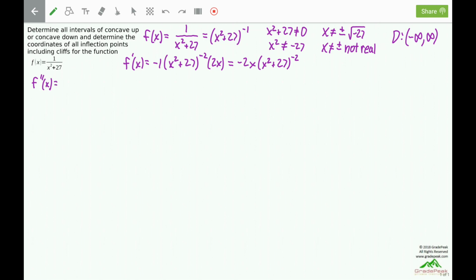f double prime of x equals the derivative of the first, derivative of minus 2x will be minus 2, times the second left alone, x squared plus 27, so minus 2 times x squared plus 27 to the minus 2, plus the first left alone, plus or minus is a minus, so minus 2x, times the derivative of the second, which is a power rule, will bring the power down, minus 2, leave the inside alone, x squared plus 27, subtract 1 from the power, and that would be the minus 3, and then multiply by the derivative of the inside to complete the chain rule.